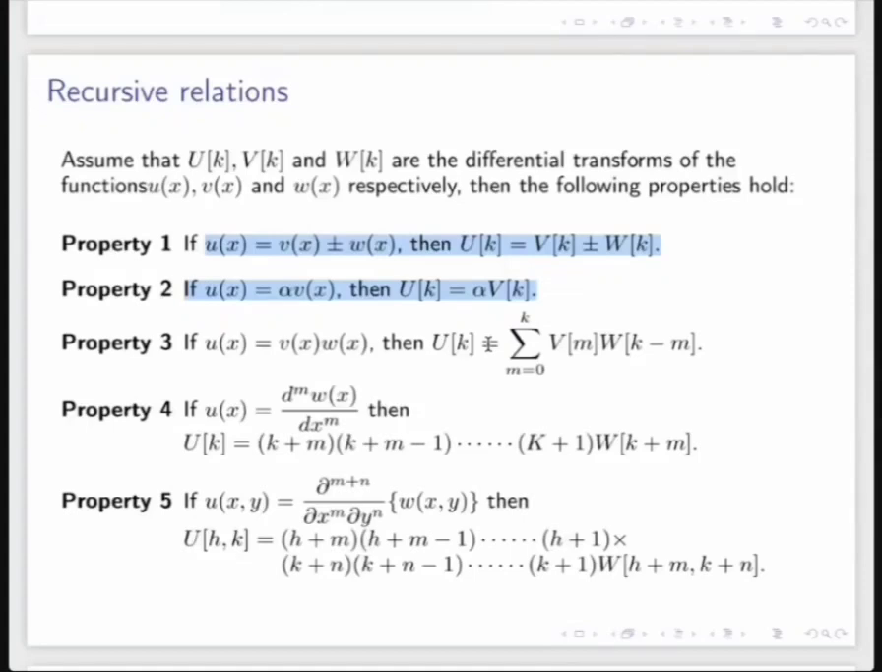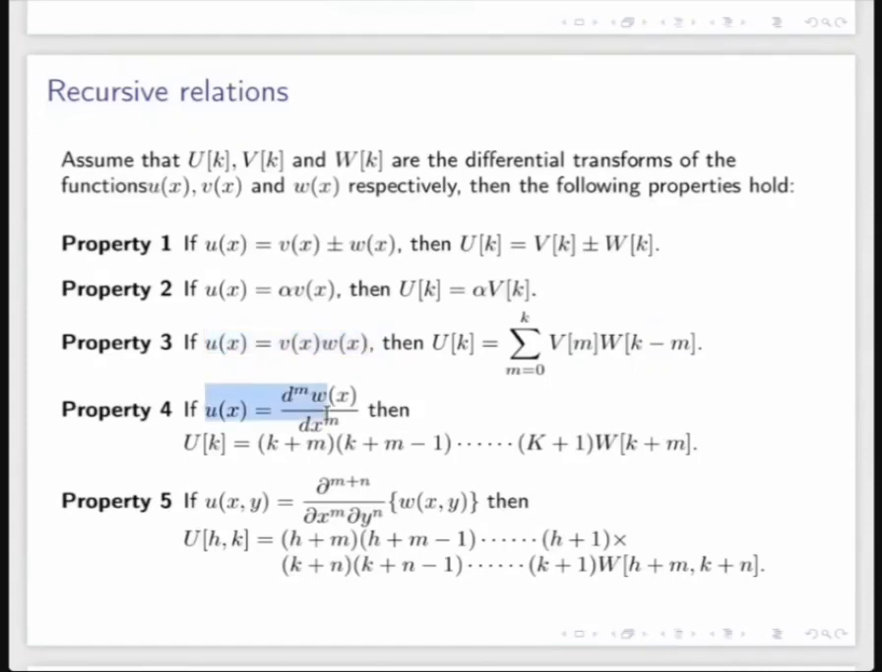And property 3, if the function u is written as a product of two functions, v and w, then the transform of u is given by the summation, okay? So this is one of the important properties which will be used to handle algebraic nonlinearity, okay? So the algebraic nonlinearity can be handled using property number 3.